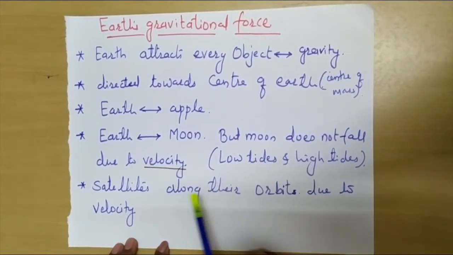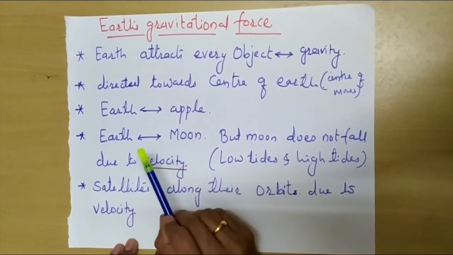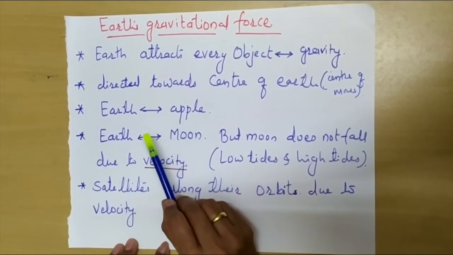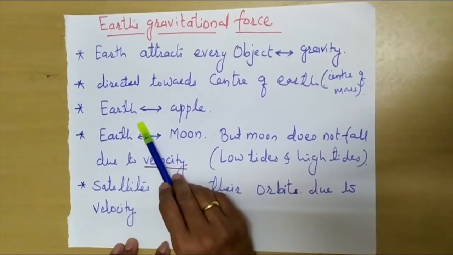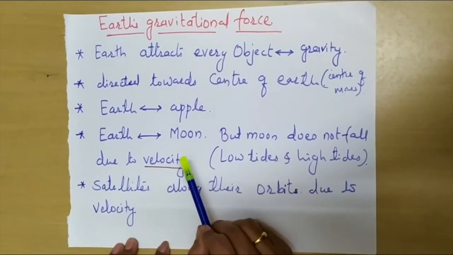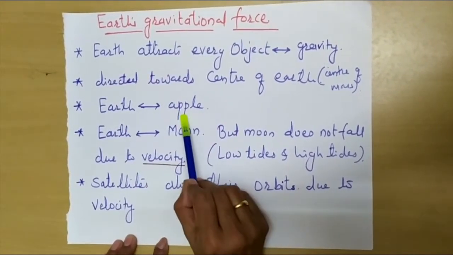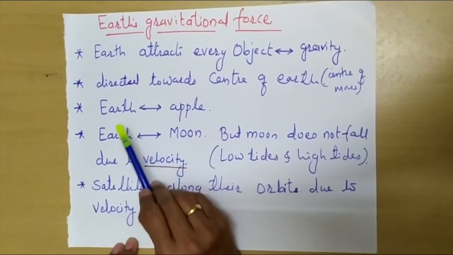Now let us consider the example of Earth and apple. Whenever an apple is thrown, it falls down. That means Earth's gravitational force attracts the apple towards itself. Then let us see whether the apple also attracts the Earth, or whether the apple also exerts a force on the Earth.